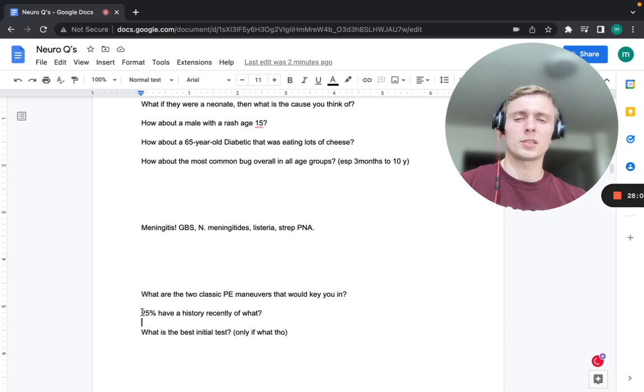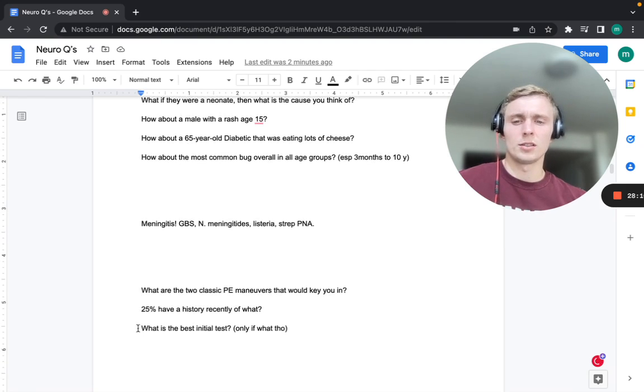And also 25% of these patients overall have a history of what? So what do these patients typically have a history of? Well, in 25%. And what is the initial best test? Only if what, though? So that's a kind of broad question. What is the initial best test? Only if what?